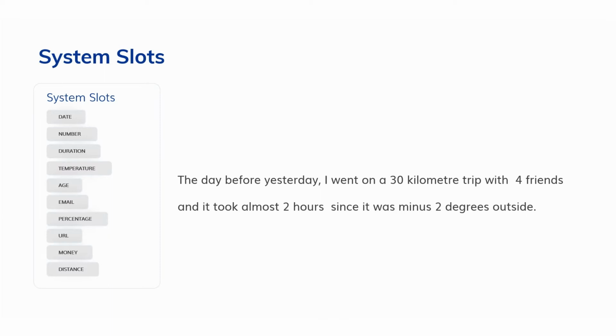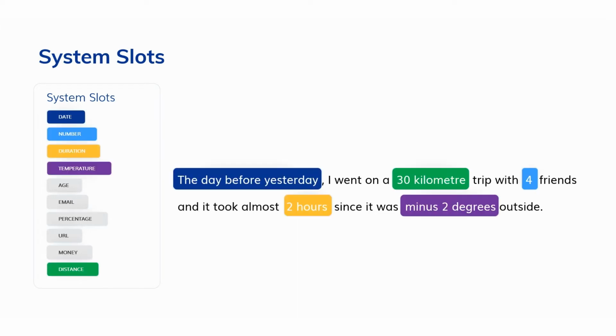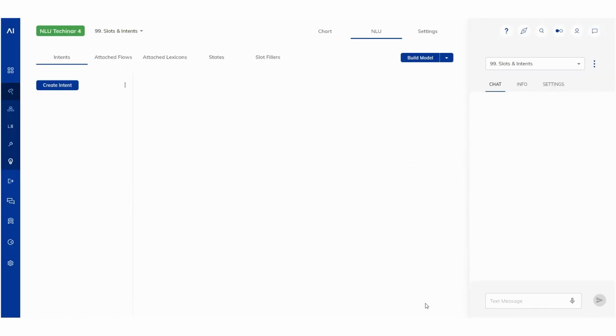So if we take the following sentence, "The day before yesterday, I went on a 30-kilometer trip with 4 friends and it took almost 2 hours since it was -2 degrees outside," Cognigy is able to automatically map the following slots. And I want to show you how this works in Cognigy. So if we switch over to the editor here, and I copy-paste the exact sentence into the interaction panel, please note I don't have any intents defined for this.